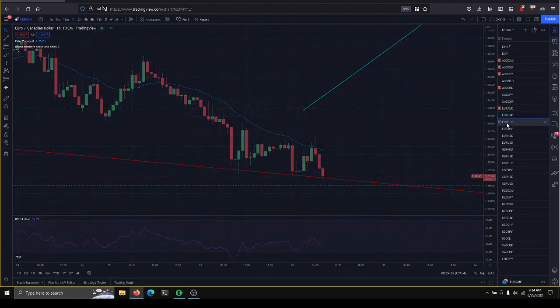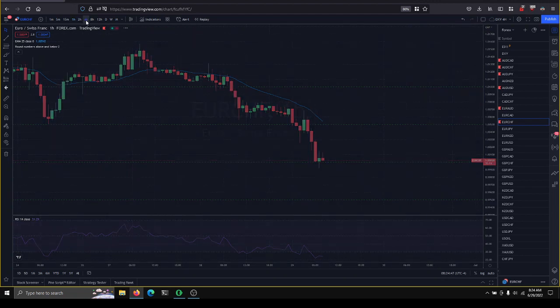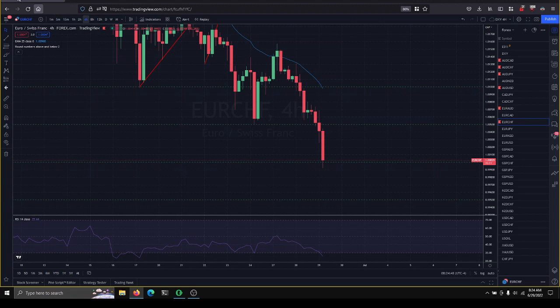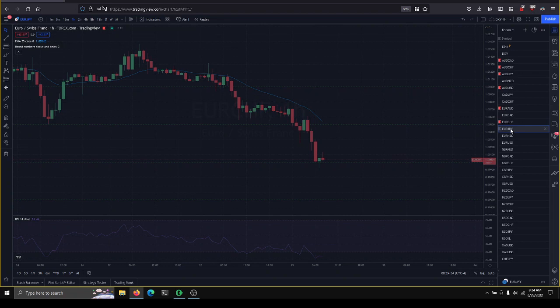Euro Chief. Nice hourly doji or indecision candle right off the round number. Add this to the watch list. Also oversold. Check the 4 hour, see if it's oversold there too. Yep. Good pair to watch.